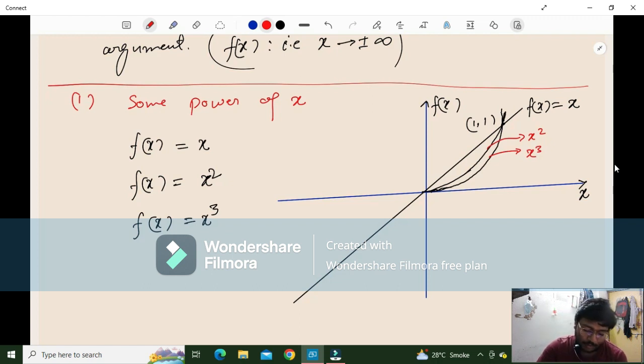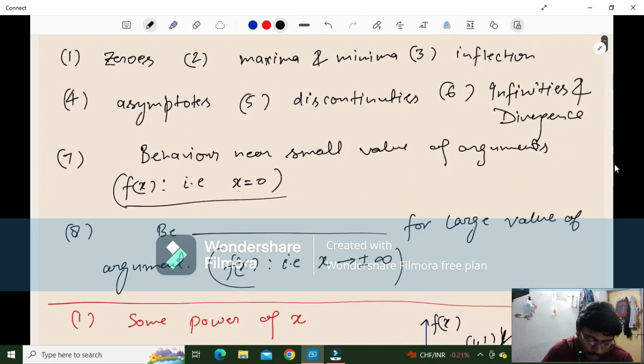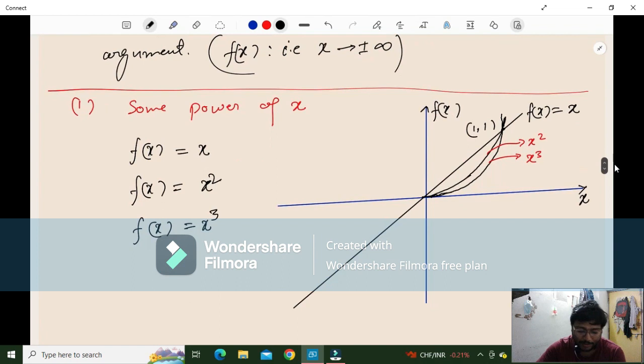Fine. If you want to check those points which I told you above, let us investigate whether I'm doing it correctly or not. What is the first point? The first point is to find the zeros. All these three functions have zeros at x equals 0, meaning they pass through the origin. Yes, they are passing.